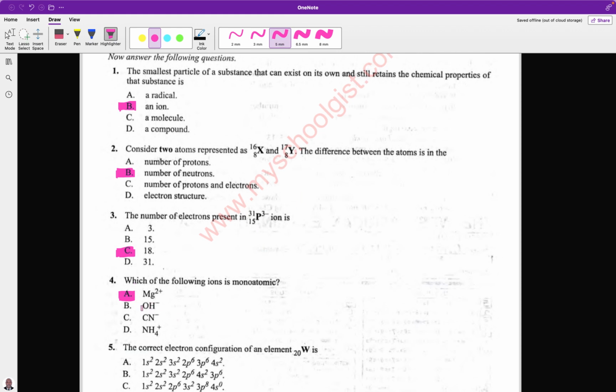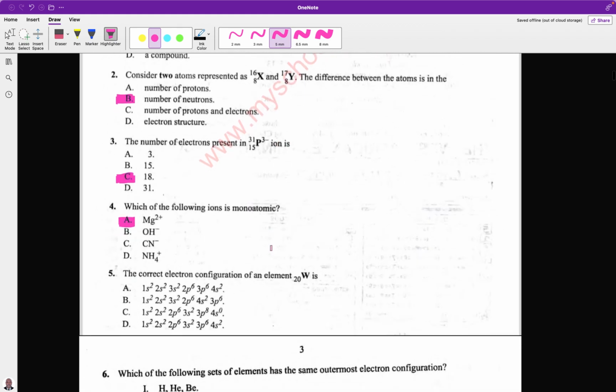So here we have oxygen and hydrogen. Here we have carbon and nitrogen. Here we have nitrogen and hydrogen. So it is only magnesium here. So this is an ion that is formed from a single atom, and the atom has a different number of protons and electrons.